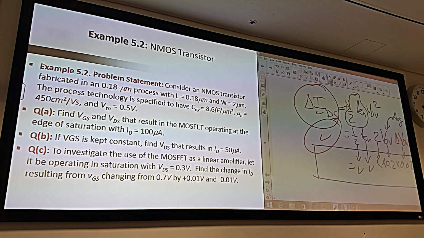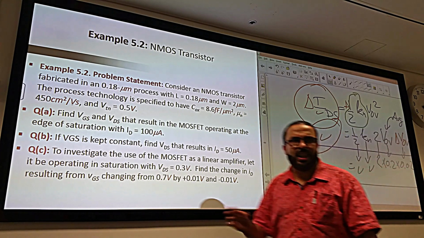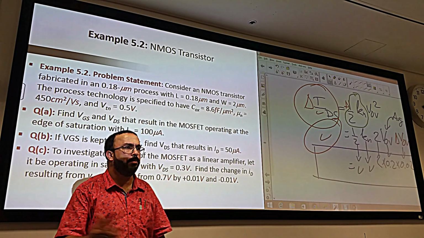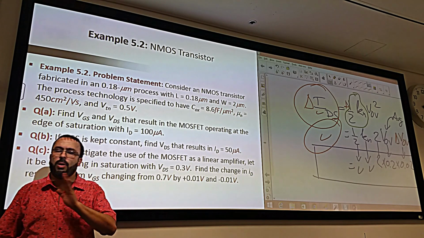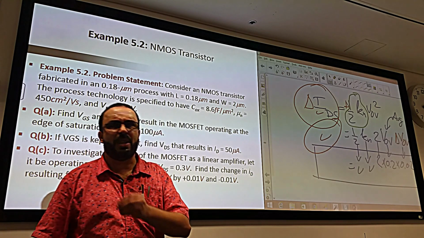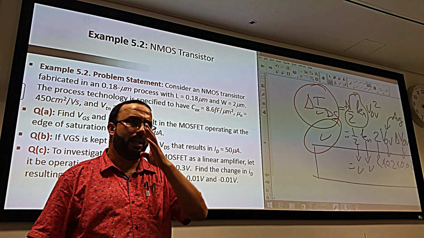Okay, good. Any question about this? Straightforward, it is like magic. Boom, boom. So as an engineer, we always look at finding the solution in the cheapest way.